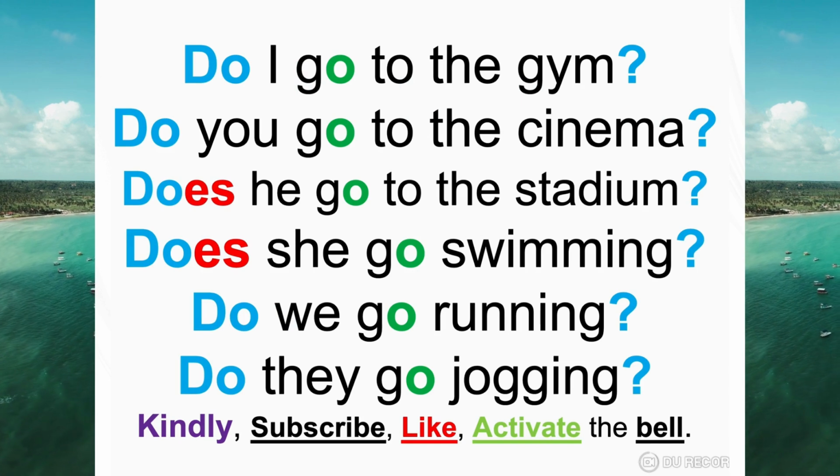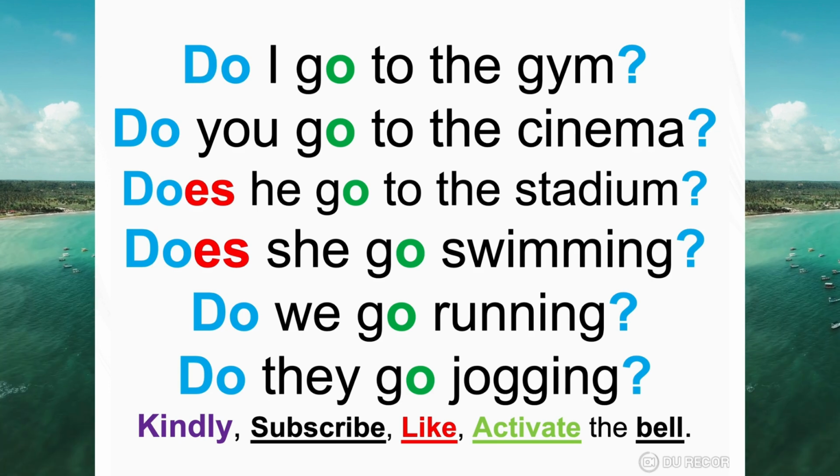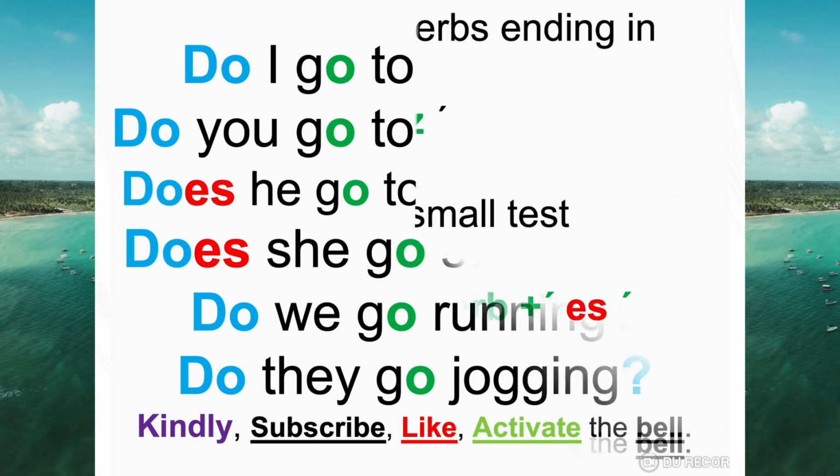Do I go to the gym? Do you go to the cinema? Does he go to the stadium? Does she go swimming? Do we go running? Do they go jogging? As you see in the question form, the verb doesn't change with all pronouns. But you need to write does he and does she. Let's continue. Let's go to the next slide.